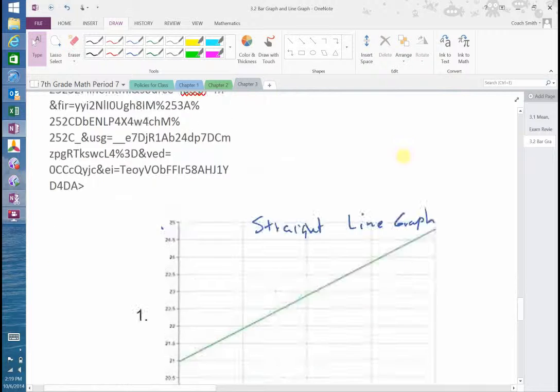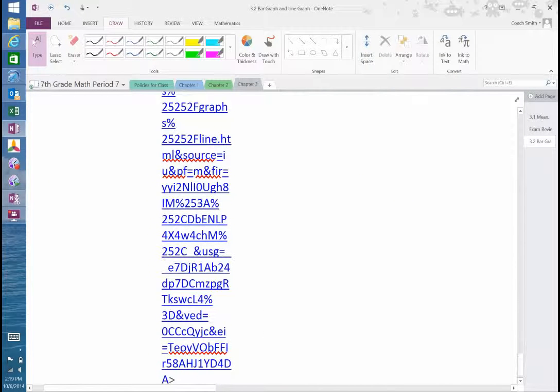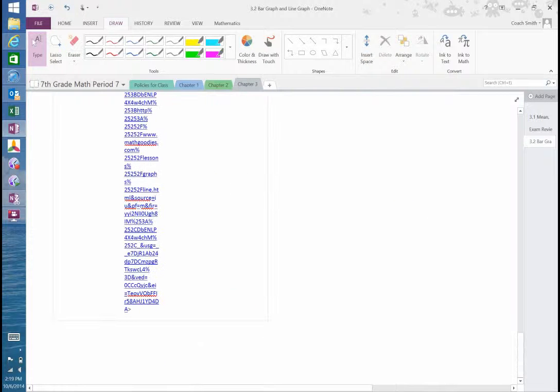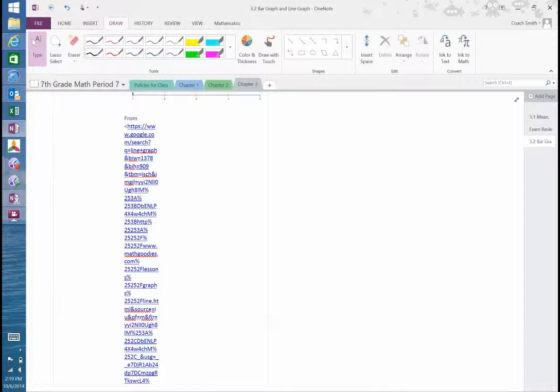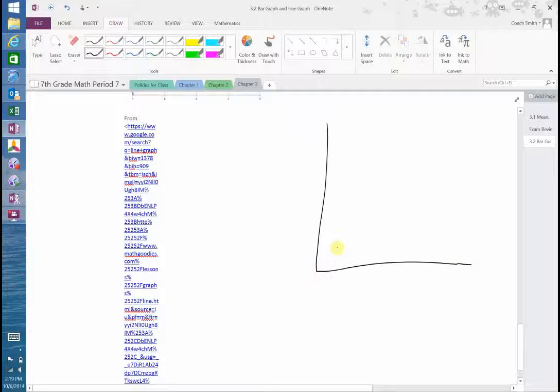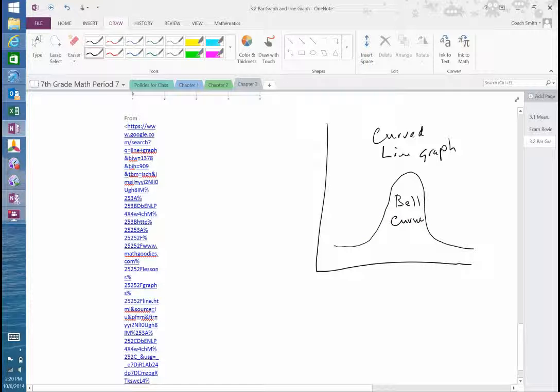A curved line graph is going to look like this. Okay. This would be a curved line graph. Now, they call this specific one a bell curve. Okay, because it looks similar to a bell. Okay, so those are the three types of line graphs. Line graphs are just like bar graphs. They have titles.